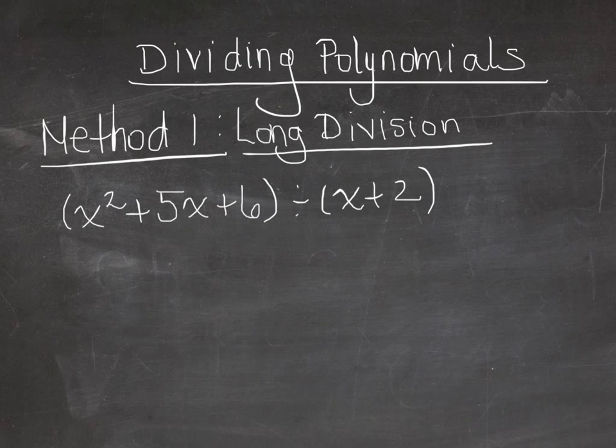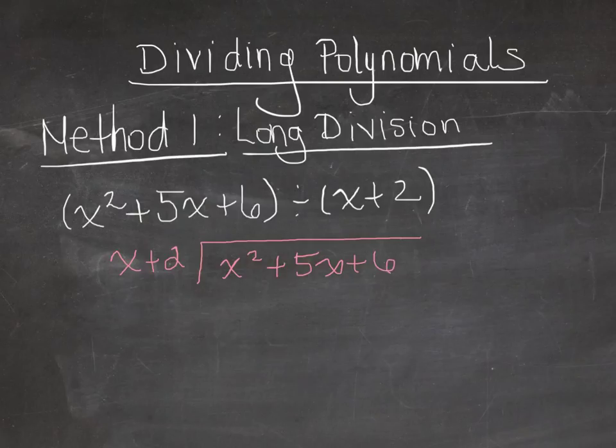So this video is the last one in the series of polynomial videos about dividing polynomials. There's two different methods you can use when dividing polynomials, and we'll start with the first one, which is long division. So if I have this first trinomial here, x squared plus 5x plus 6 divided by the binomial x plus 2, what I want to do is write it out in long division form. So I'm writing the x plus 2, the divisor, over here, and the dividend under the long division symbol.